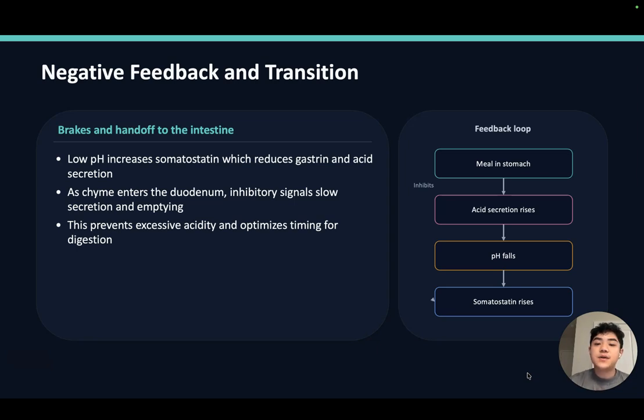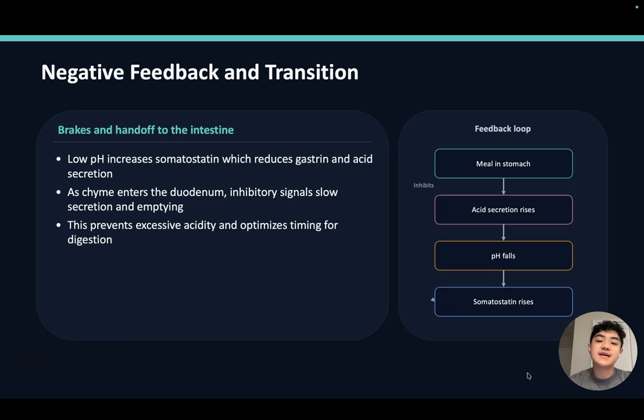So this slide explains how the system knows when to slow down and how the stomach coordinates with the small intestine. So the first is feedback inside the stomach. As acid secretion increases, stomach pH actually drops. So low pH activates these cells, which release somatostatin. Somatostatin reduces gastrin and reduces acid secretion. This is a classic negative feedback loop, and it protects the stomach from becoming overly acidic.